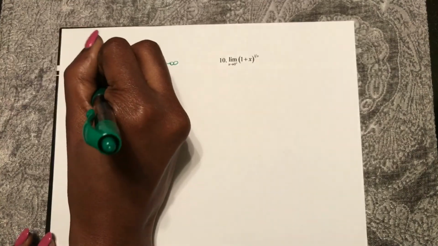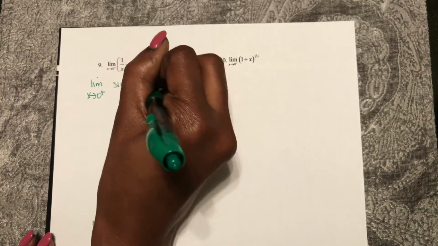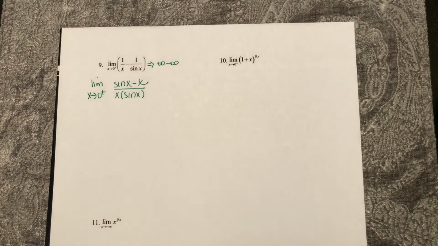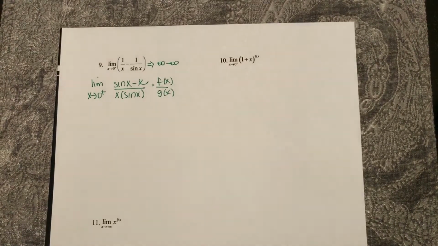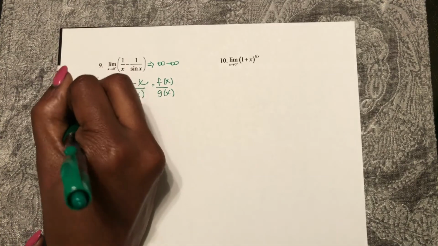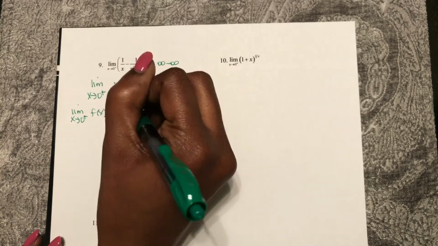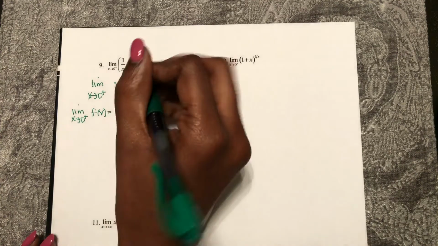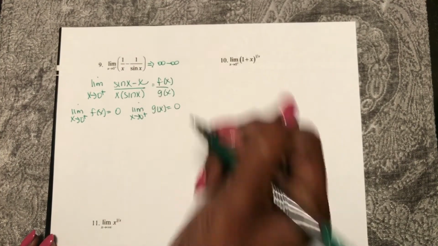So this becomes the limit as x approaches 0 from the right of sine x minus x over x times sine x. So this is my f of x now over my g of x. So I can check both of those limits. The limit as x approaches 0 from the right of f of x is 0. And the limit as x approaches 0 from the right of g of x equals 0.